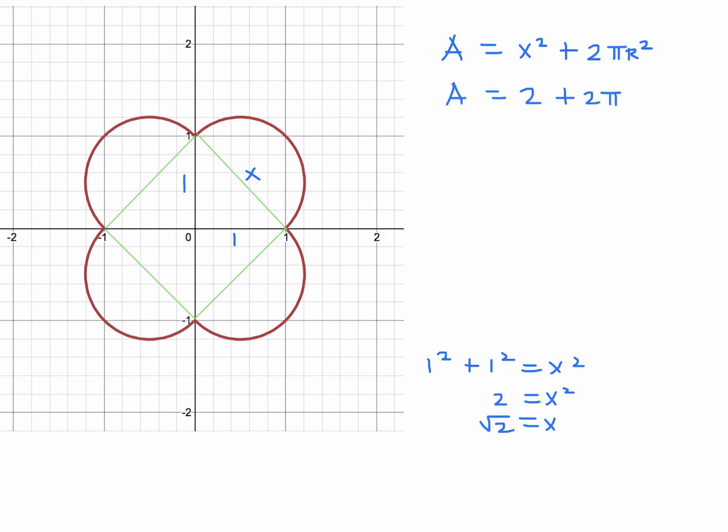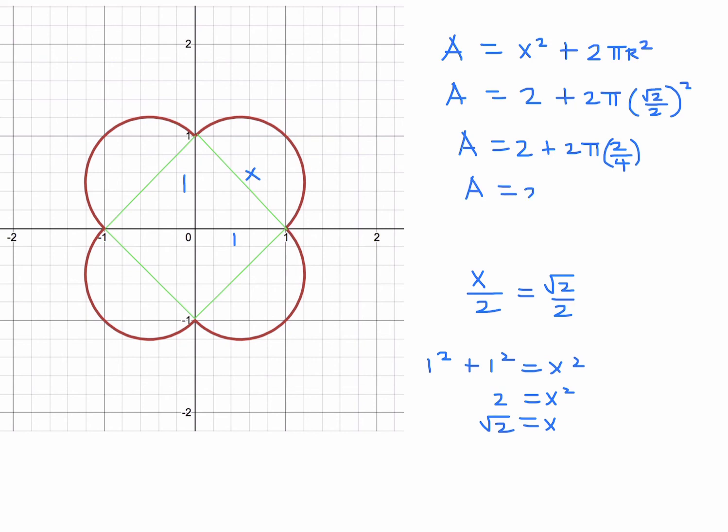And then now we have 2 pi r squared. Well, r is the distance from there to there. x basically represents the diameter of those semicircles. So since x represents the diameter, the radius will be half of x, and that's √2/2. So we have root 2 over 2 squared. So this is 2 plus 2 pi times root 2 over 2 squared. Root 2 over 2 squared is 2 over 4. And therefore that becomes 4 over 4, which is just 1.